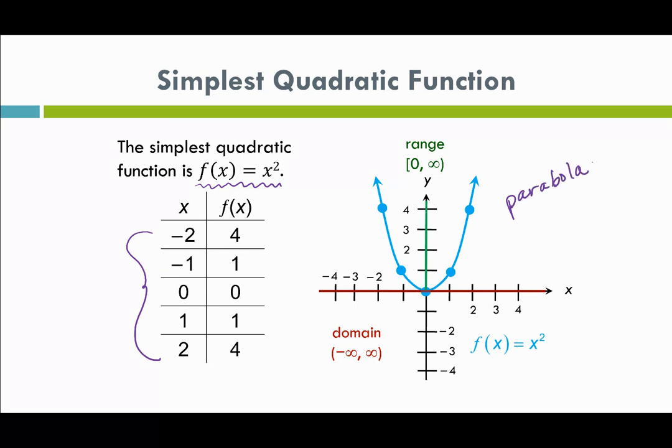So on this function, the domain, if they ever ask you, the domain is talking about the x values or the input values. The domain for this function is from negative infinity to positive infinity, which means you can plug in any x value that you want into this function and get a value out. Now the range is talking about your y values. That means that the y values that come out of this function are positive. So the range is from 0 to positive infinity.